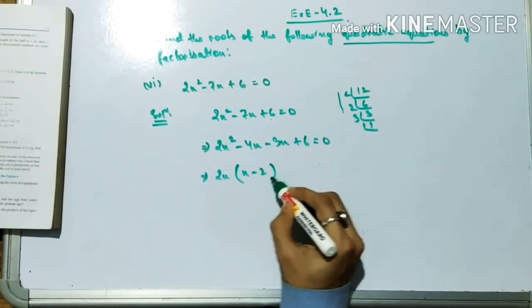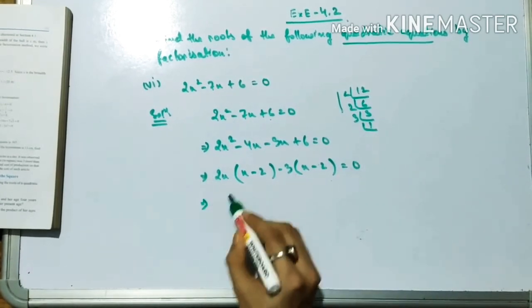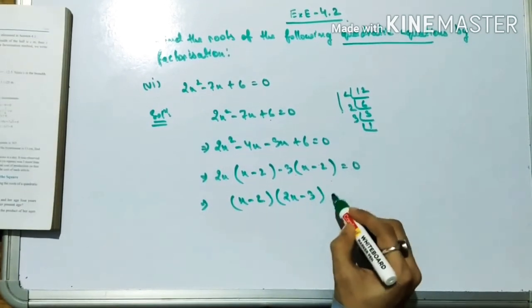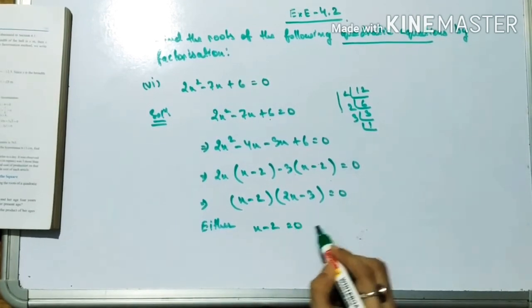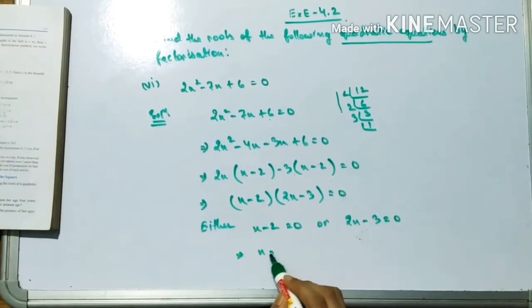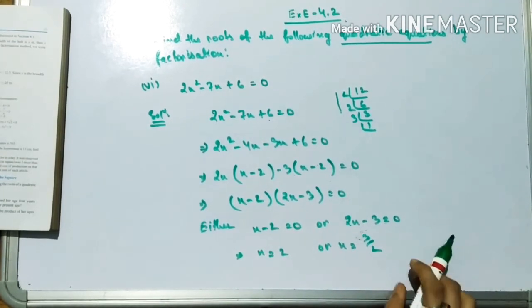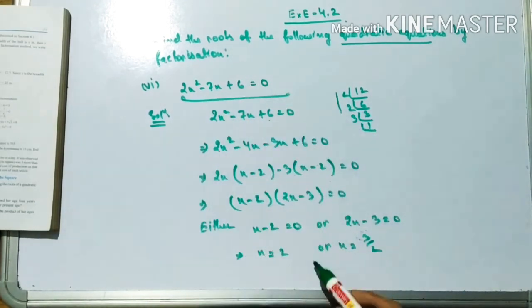So 2x I can take common. So I will get x minus 2, minus 3 common, x minus 2 is equal to 0. So I will get x minus 2 into 2x minus 3 is equal to 0. So I can say that either x minus 2 equals 0 or 2x minus 3 is equal to 0. Therefore x is equal to 2 or x is equal to 3 by 2. Understand? So the last sentence I can write: therefore the roots of the quadratic equation are 2 and 3 by 2.